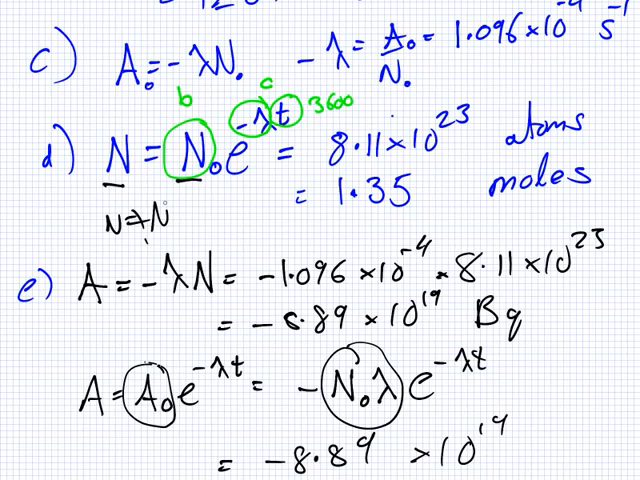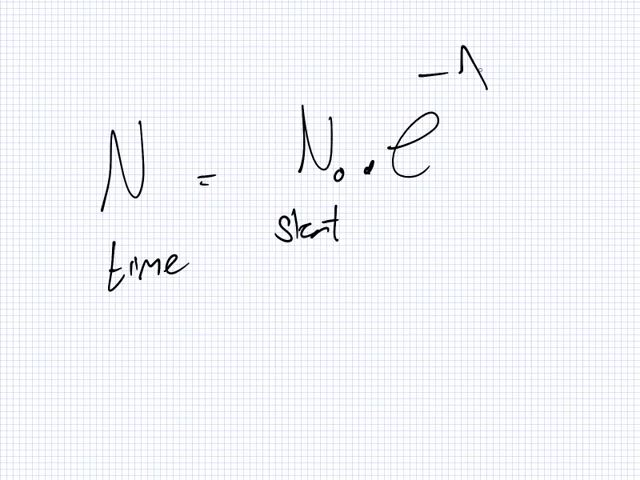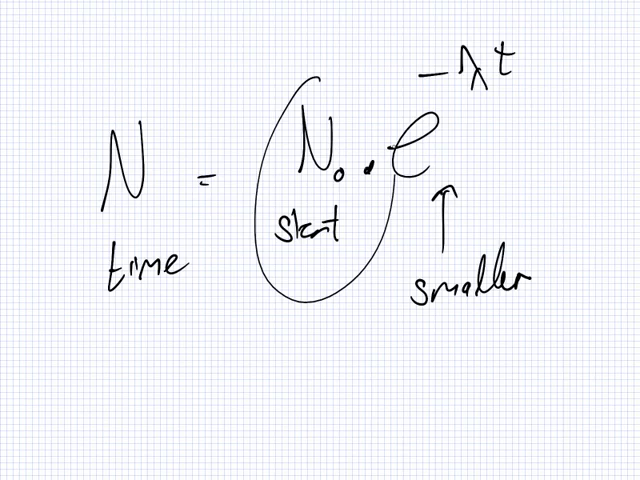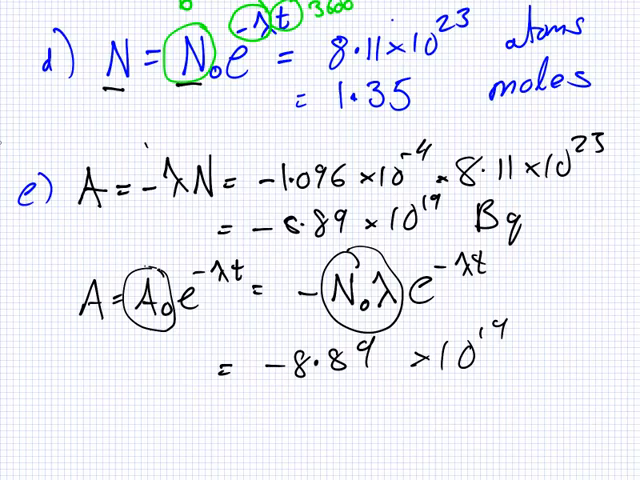If T is not 0, then the N will not equal N0. What will it equal? It will equal this. This is our formula. We have a formula for N at any time. It's N0, which is how much you have at the start, times e to the minus lambda T. So this is what makes it smaller. You start with N0, and then you multiply it by this. This will become smaller. That's the N at that time.